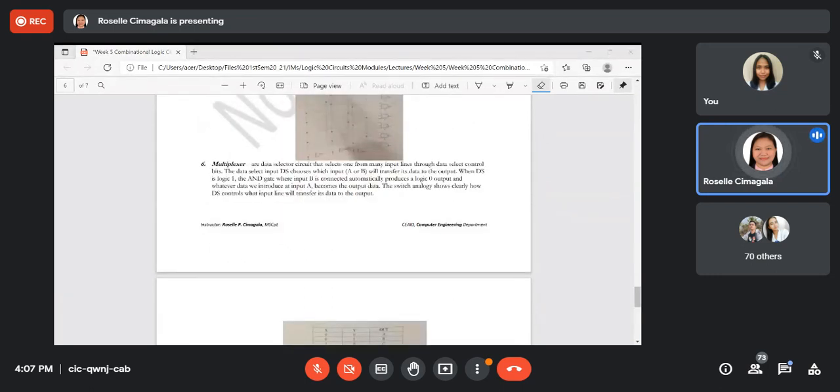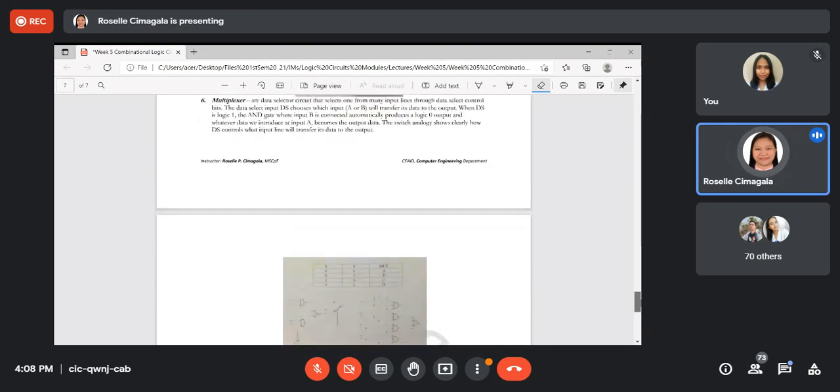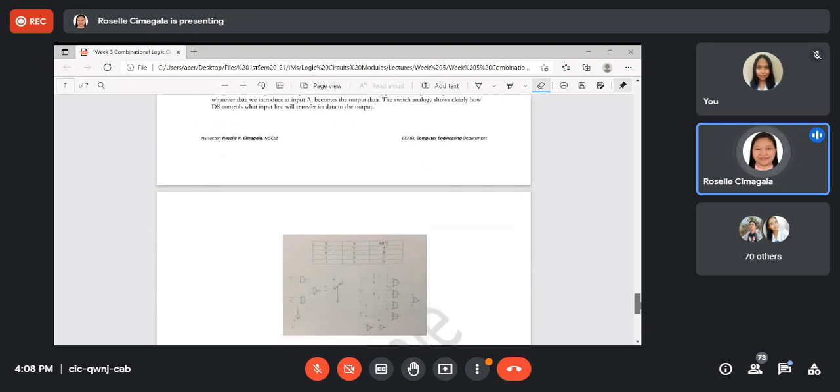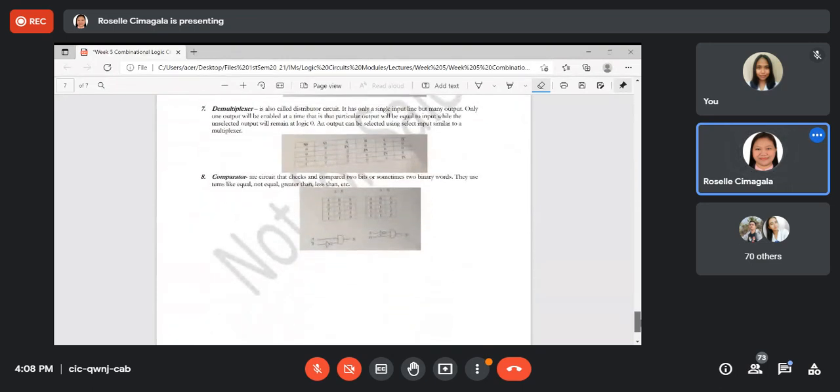I'll be giving a video also for the multiplexer, as well as for these combinational circuits. I'll try my best to upload all the materials. I'll show the multiplexer video later, and then comparator circuit.